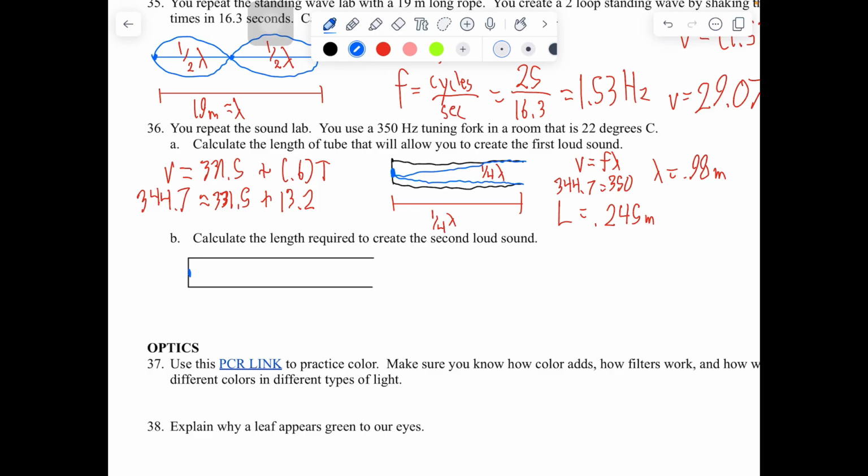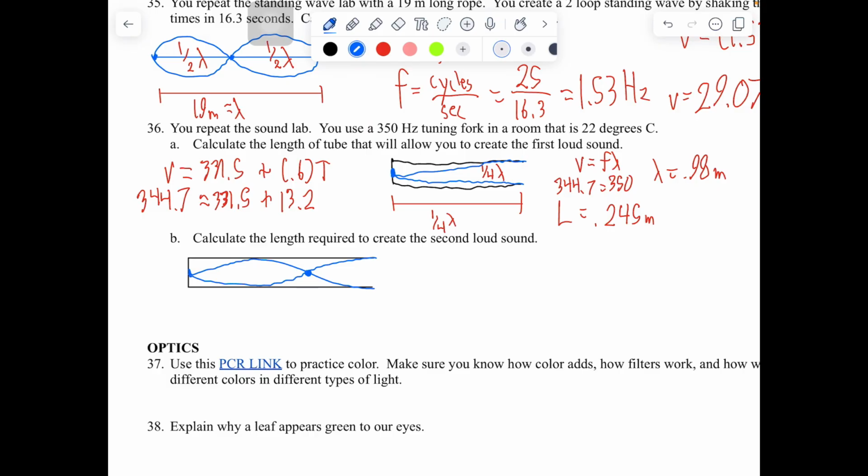The second sound, remember, you cannot ever have a node here. This pattern is not going to resonate. It will not make a sound. What we need instead is a pattern that looks something like this, and we'll get rid of this node here because that's not actually there. We do have two nodes now, as opposed to before. That first pattern, we only had one node.